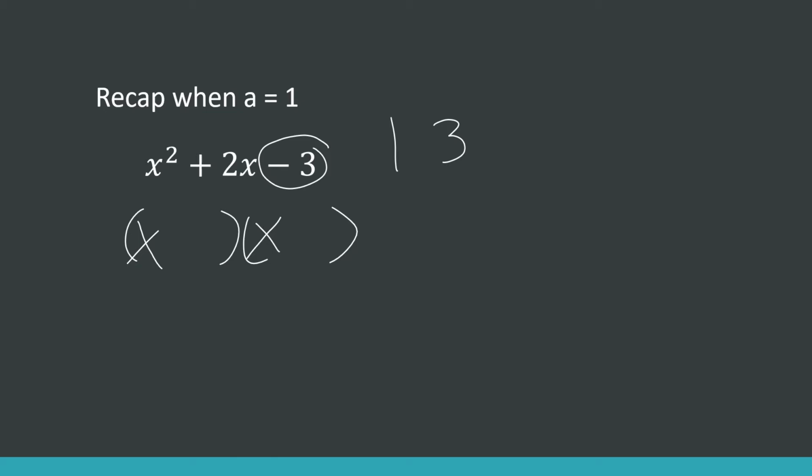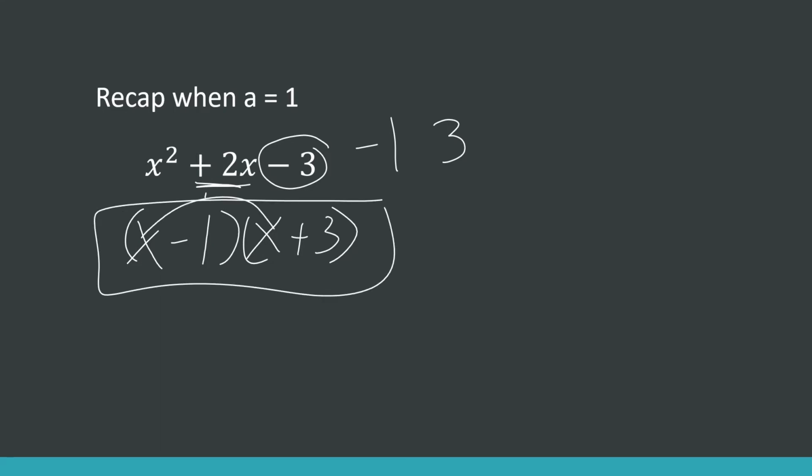Do I add them? Do I subtract them to get that middle term of 2? So if I add them, I get 4. If I subtract them, I get 2. So I know that one of these numbers has to be negative since I'm subtracting. And I want to end up with more positives, which means my smaller number gets the negative. So there are my 2 numbers, -1 and +3. So that is that final answer.